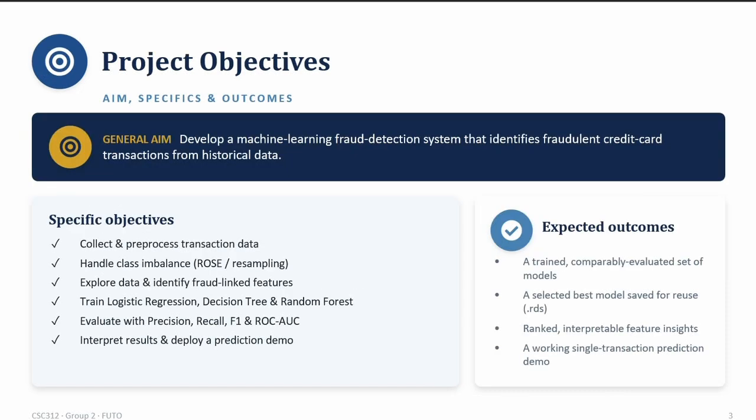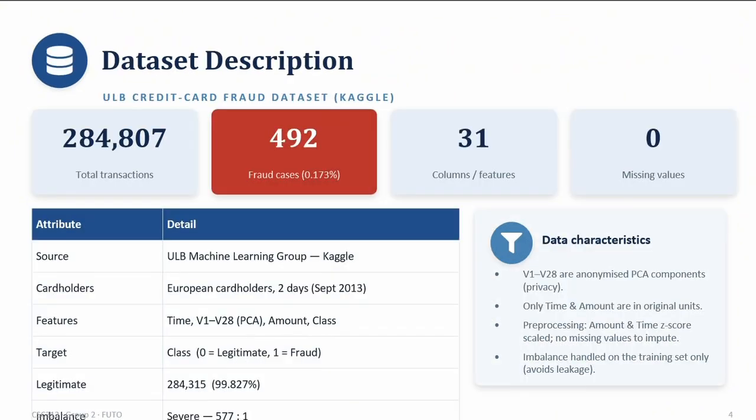And to achieve that, we set a few objectives. Firstly, we prepared and cleaned the data. Then we handled the class imbalance. And after that, we explored the data, we trained and compared three different machine learning models, we explained how the best model makes its decisions, and finally built a simple prediction system.